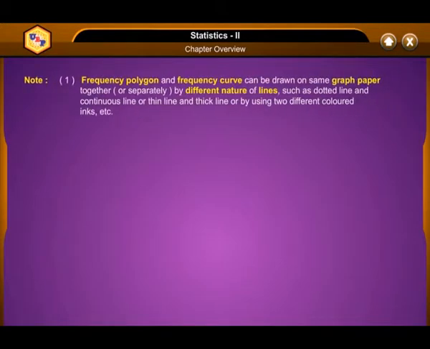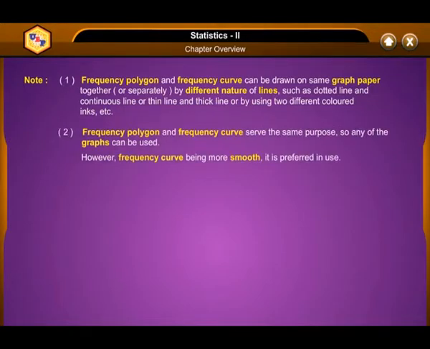Frequency polygon and frequency curve can be drawn on the same graph paper together or separately, using different kinds of lines, such as dotted line and continuous line, or thin line and thick line, or by using two differently colored inks, etc. Frequency polygon and frequency curve serve the same purpose, so either graph can be used. However, the frequency curve being smoother, it is preferred in use.